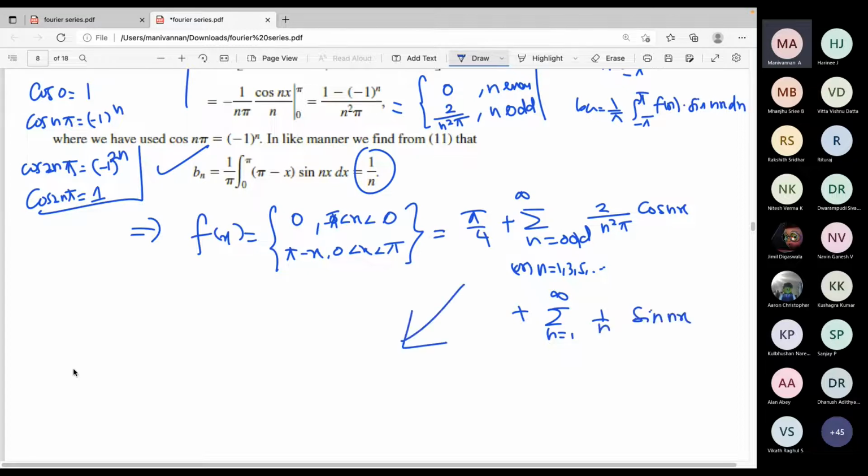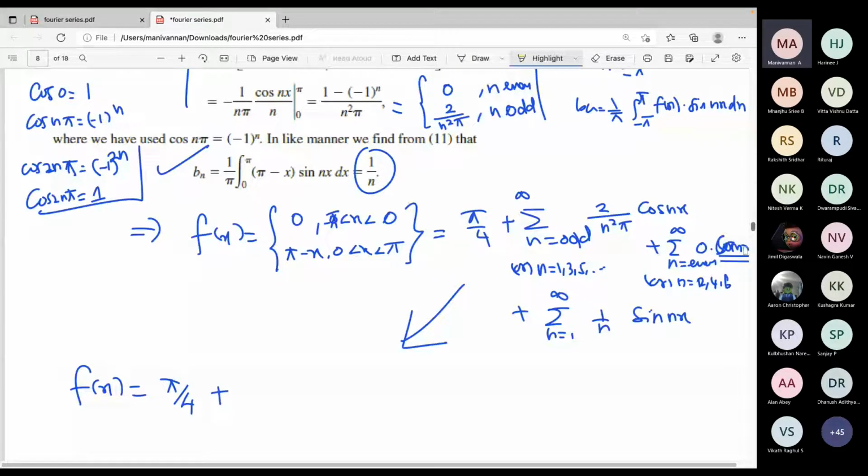So the actual meaning of this: this is my f of x. I substitute this a naught by 2, which is pi by 4. Now when n is 2, 4, 6, up to infinity, this is 0 into cos nx, which means that all the even terms vanish.